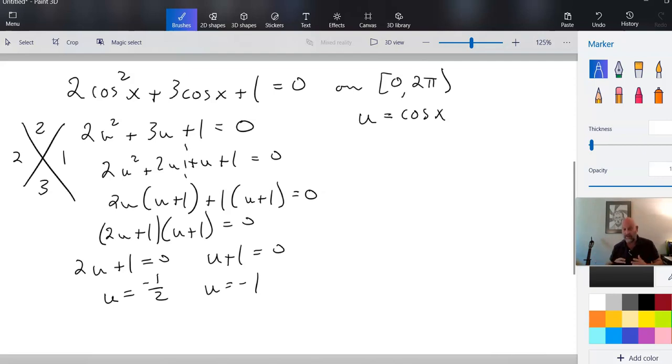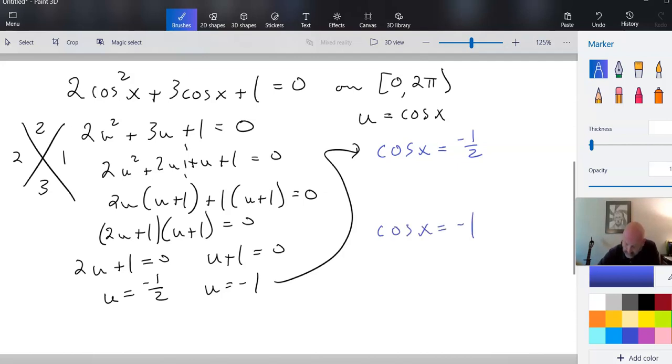Okay, but we have to remember that u is actually cosine x. So I'm going to jump up here now, and let's just switch, because we're working on a different part of the problem. So now cosine x is equal to negative 1/2. So we have to find all the solutions to that. And cosine x is equal to negative 1. So again, unit circle. Remember, cosine is your x value on the unit circle, right? And remember that that's pi, that's 3 pi over 2, and up here's 2 pi.